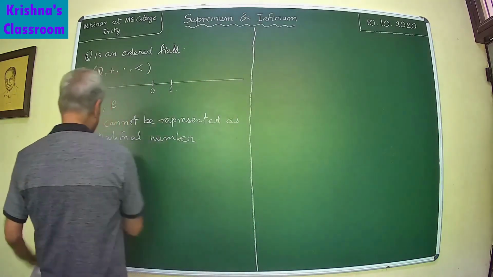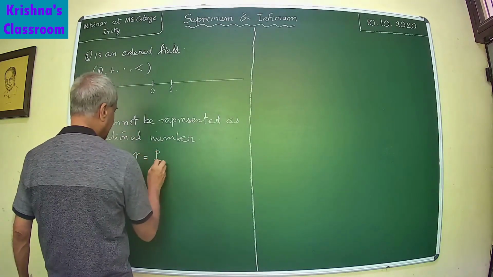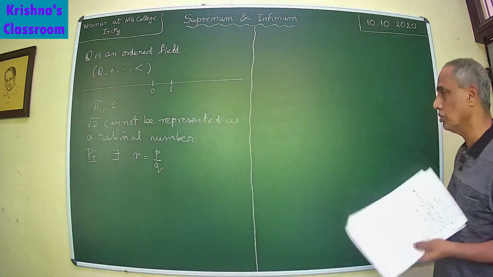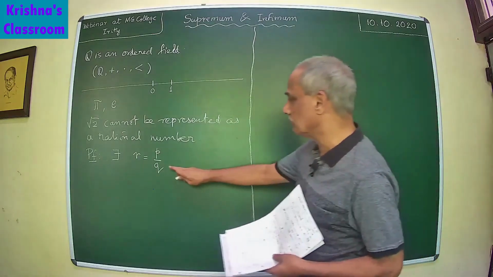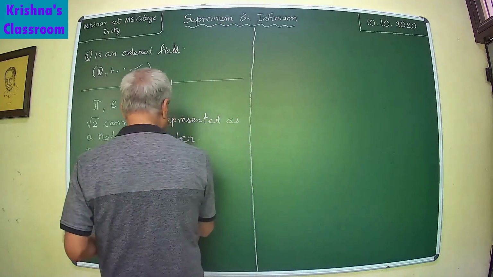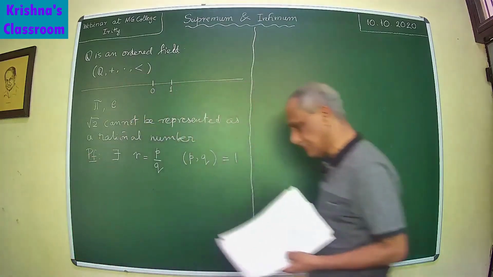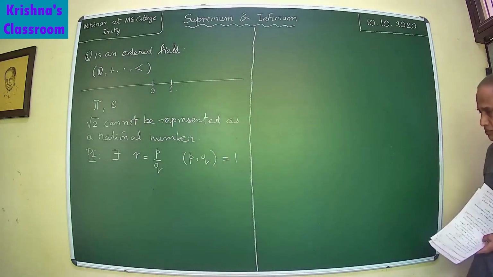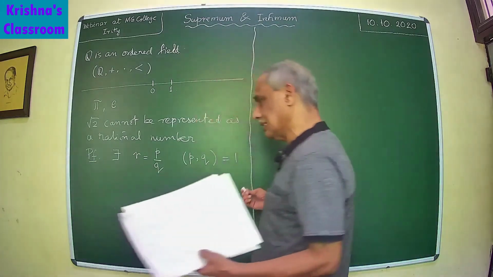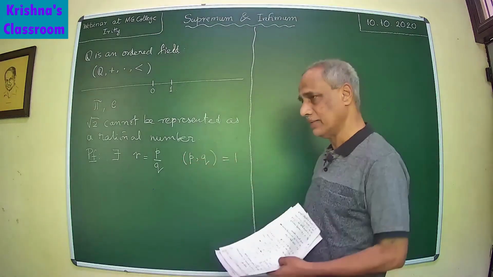Suppose there exists a rational number R which is of the form P by Q, where P and Q are integers with Q not equal to 0. We also assume that we have chosen P and Q such that the common divisor of P and Q is equal to 1, by which you mean 1 by 3 is of this kind. But if you take 2 by 6, there is a common divisor. So you don't take R in the form 2 by 6 but as 1 by 3.